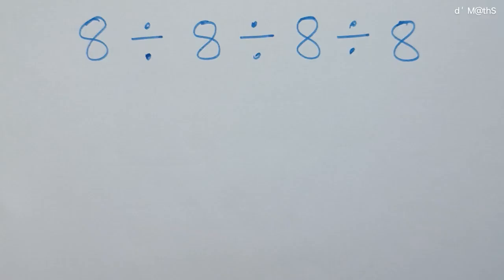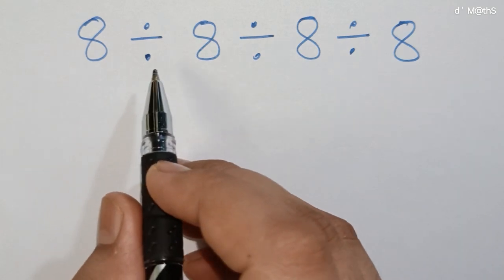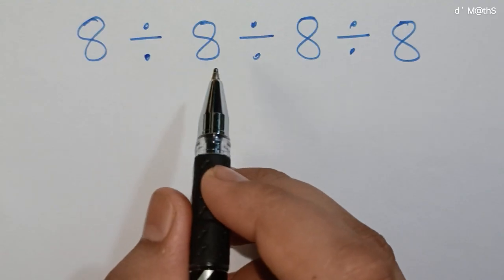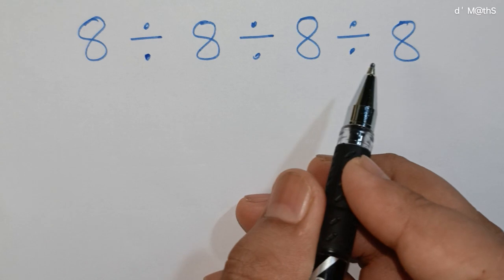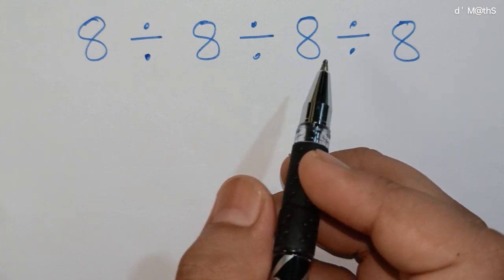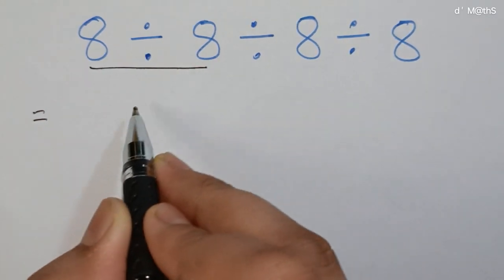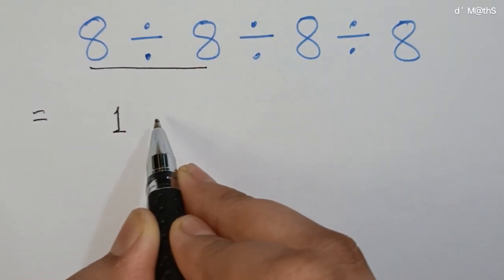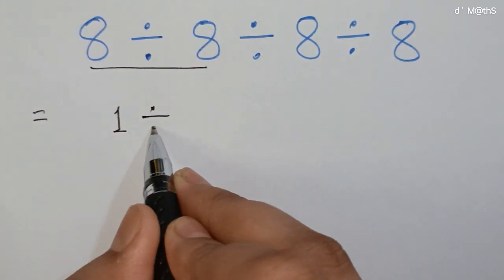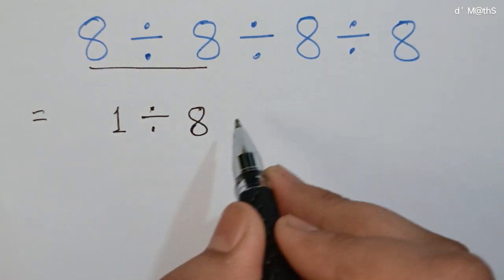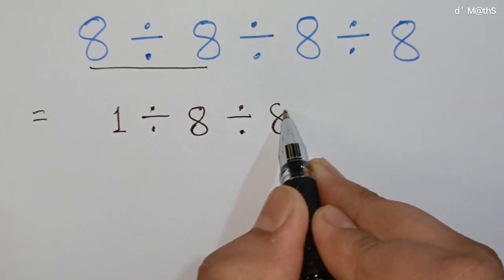So how would you solve this question where 8 divided by 8 divided by 8 and divided by 8? Okay, so it is easy. See, 8 divided by 8 is equal to 1. Okay, divided by 8, again divided by 8.